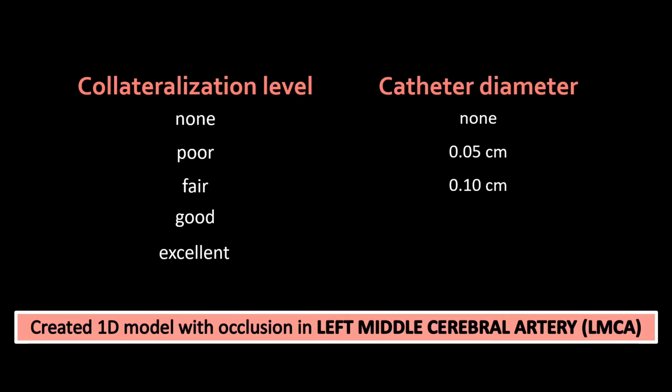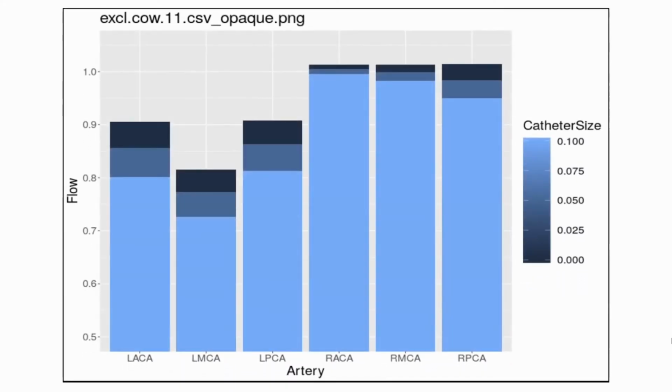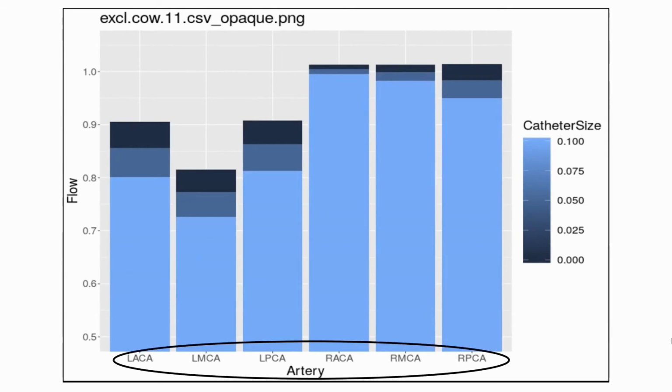We started our data collection by generating graphs that compared blood flow in each of the main Circle of Willis arteries at the 3 catheter sizes that we tested. We generated graphs for each collateralization level, but the one seen here demonstrates flow in a situation with excellent collateralization. Here, we can see that all of the blood vessels still exhibit some flow, even though there was an occlusion in the LMCA. While flow in the LMCA is lower, it is still present because the collaterals enable blood to still flow through this artery, even with the occlusion.